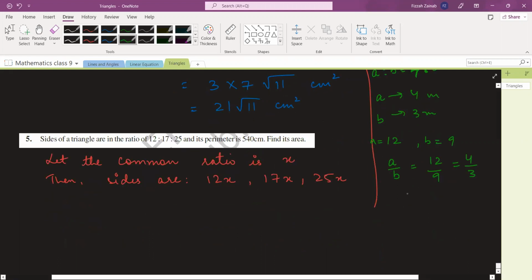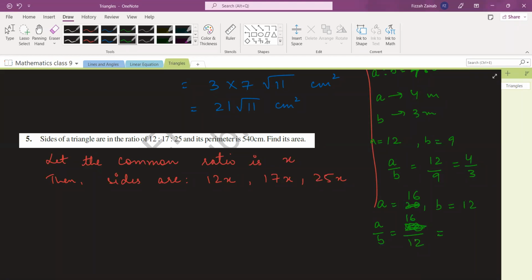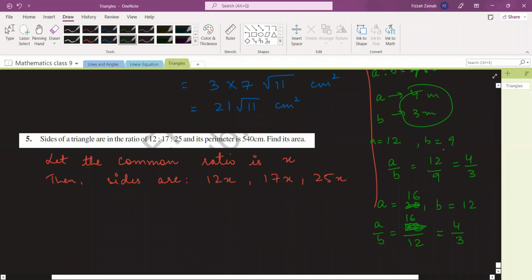Now, for example, my A is 20 and B is 12. Again, I find A upon B. So this is 20 divided by 12. So, no, I should take it 16. Okay, so 16 by 12 and I divide by 4. So again, I get 4 upon 3, right? So that means it's not necessary that A is always equal to 4 and B is equal to 3. For this value of A and B, I'm also getting 4:3. For this value of A and B also, I'm getting 4:3. Is that understood?